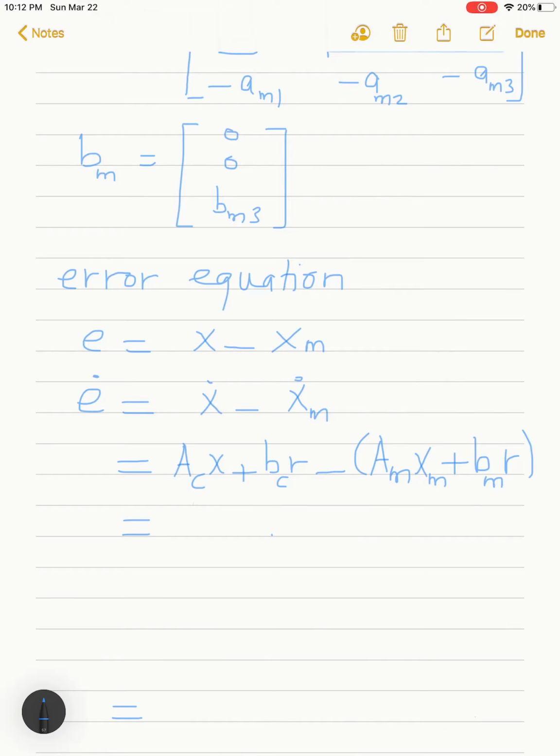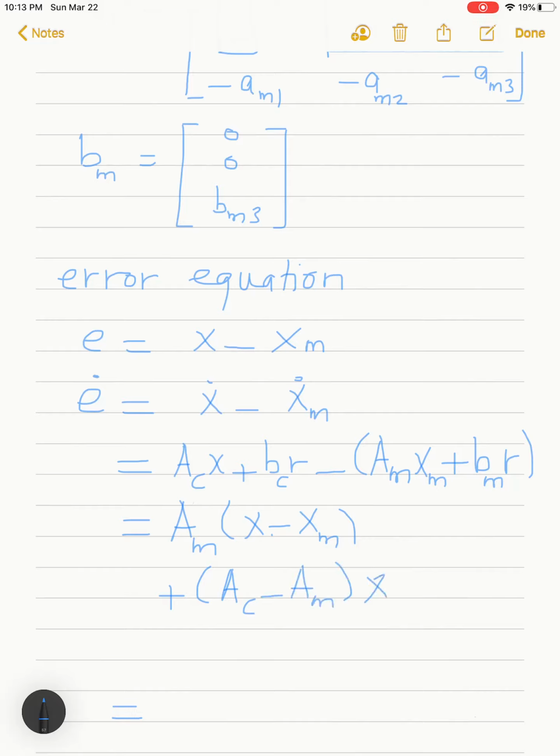Now we would like to have an equation that has the error as the state vector multiplied by the state matrix Am, because we guarantee that this state matrix is stable. So in that case I have to multiply Am by x minus xm, but then this adds a term which does not exist in the original equation, so I have to compensate for that. That's why I will add here a term Ac minus Am times x.